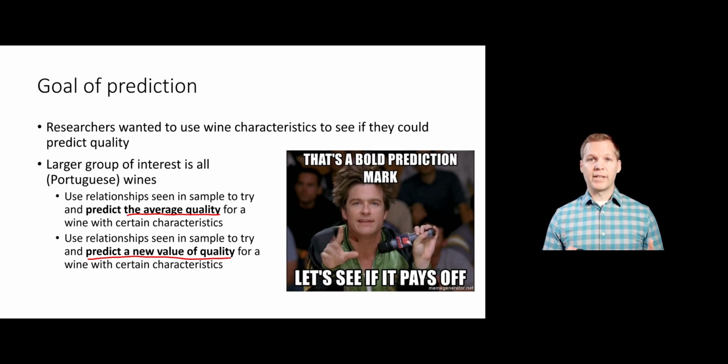So we have two ideas of what we might try to predict. We might try to predict the average of all wines at a particular setting of these predictor variables, or we might try to predict the new value of quality at a particular setting of these predictor variables. And of course, when we do this, we're going to want error bounds so that we have an idea of how variable our prediction is.